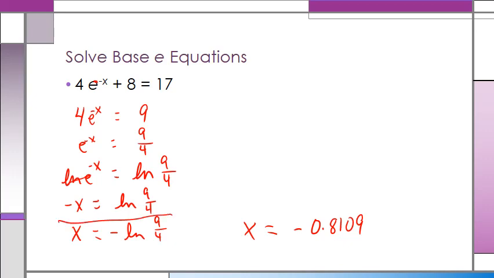Again, make note of this, because we're going to put this in the calculator: negative ln of 9 over 4. Let's make sure it does in fact equal negative 0.8109. So hold on just a moment. We're going to move to the calculator and enter a couple of expressions, just to give a little demonstration of how we may want to enter these.